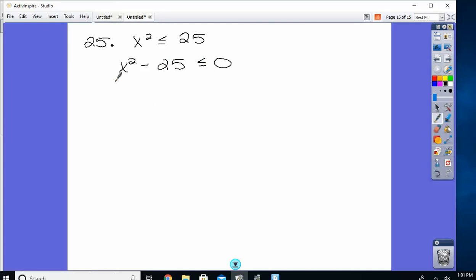Okay, then we want to factor this. How would I factor x squared minus 25? X plus... Okay. Then, if this were an equal to, you would set each of those things equal to 0 and solve them. So you would get -5 and +5.